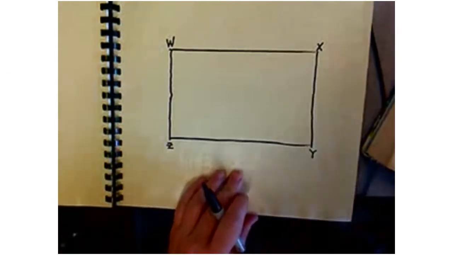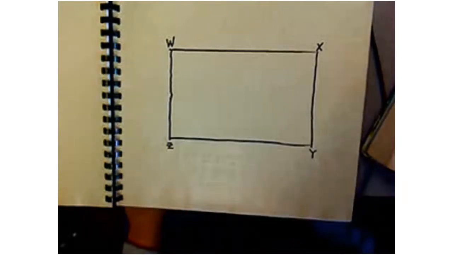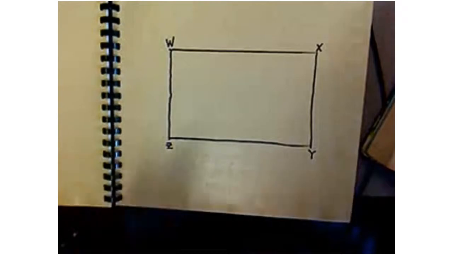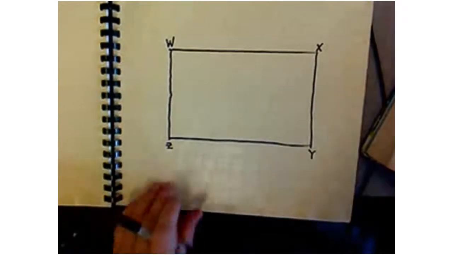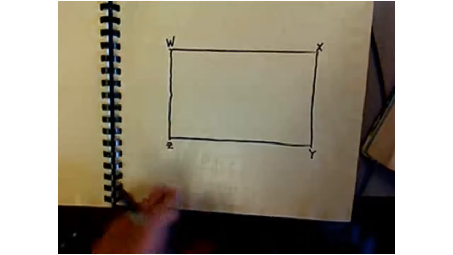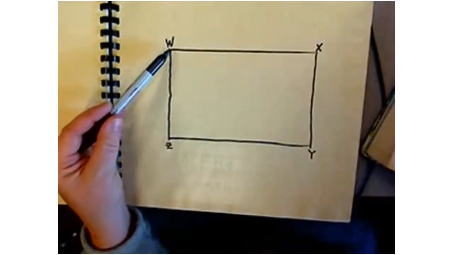Then letter B, down in the your turn underneath the drawing, says name all pairs of non-consecutive angles. So start at W. What is the non-consecutive angle to W?